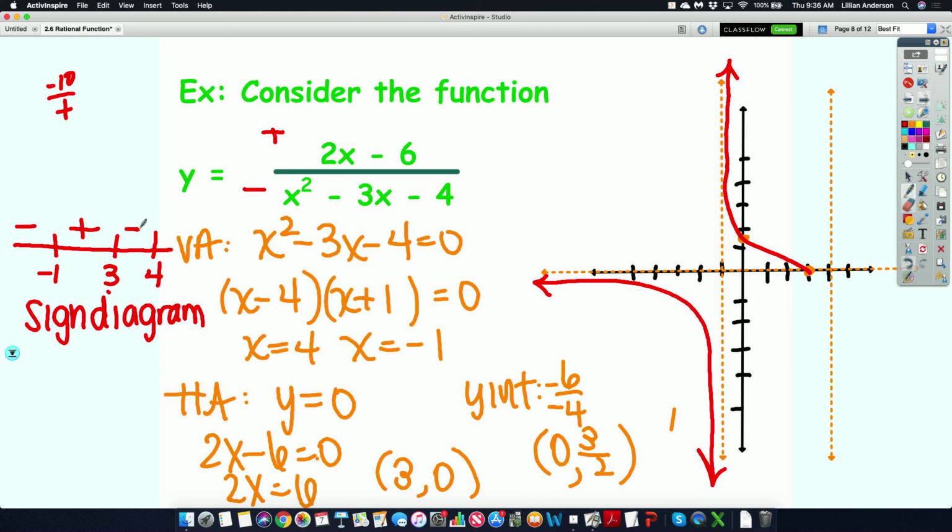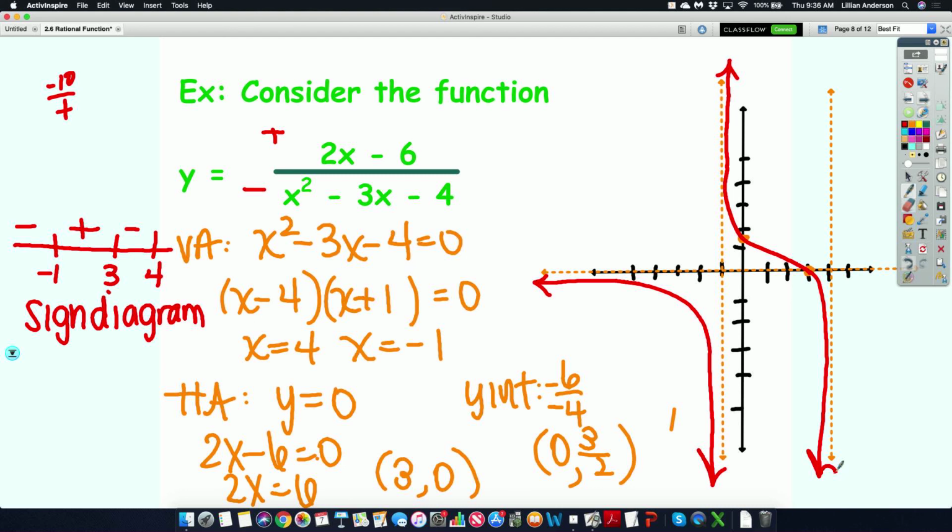Again, if you're unsure, by all means, you are more than welcome to plug in these points, get their respective y values, and then plot them based off of that. But you're timed. Okay? Gotta think quickly.